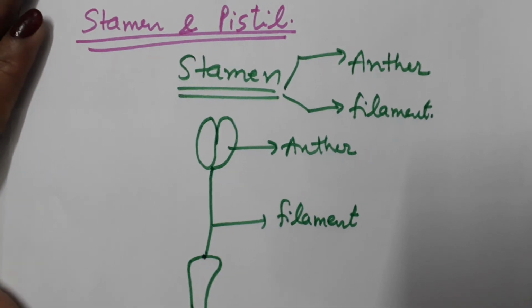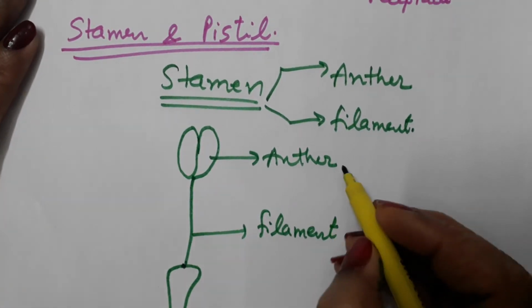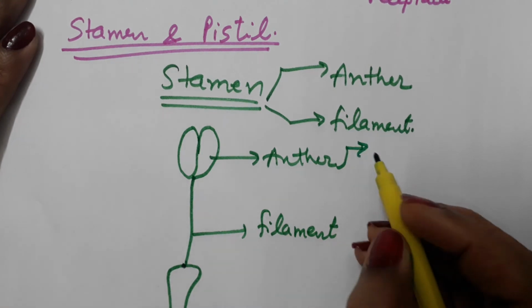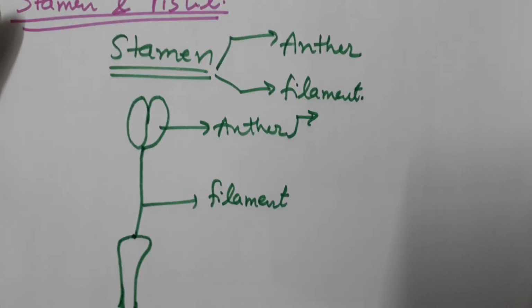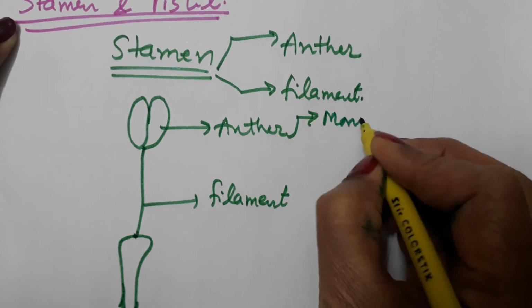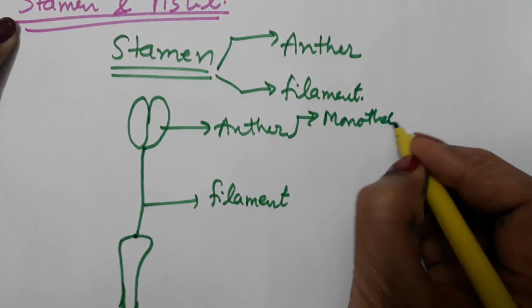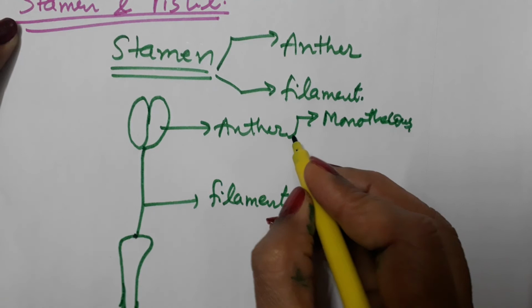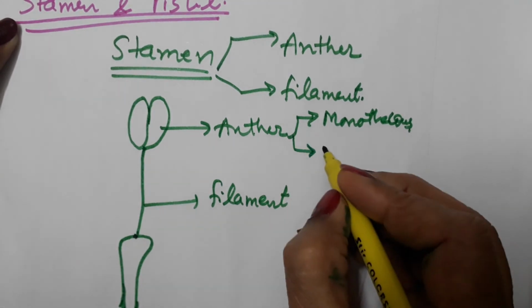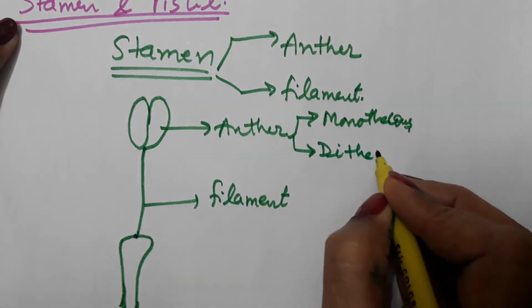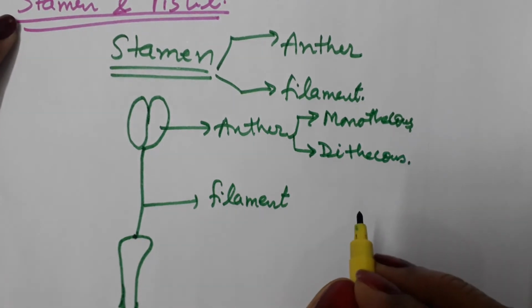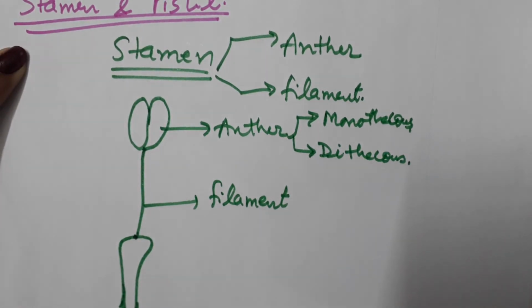In rare cases, the anther may be monothecous, but usually it is dithecous. What are these terms? An anther may consist of a single lobe or it may consist of two lobes. Here I have drawn two lobes, so it is a dithecous anther.